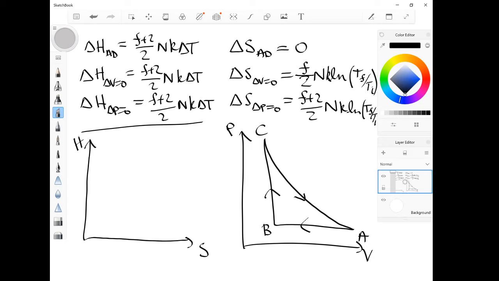So we're going to have a constant entropy process going from C to A, where it's going to have a lower temperature at the end. So we'll end up with a leg of the process that's going to be like this. It's going to go down from C to A.